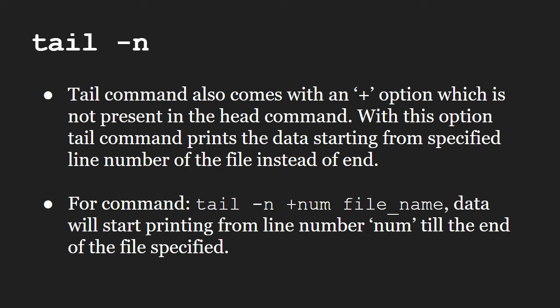The tail command also comes with a plus option. With this option, the tail command prints the data starting from the specified line number of the file instead of the end. For the command tail minus n plus num space file name, data will start printing from line number num till the end of the file specified. Let's see it on our system.